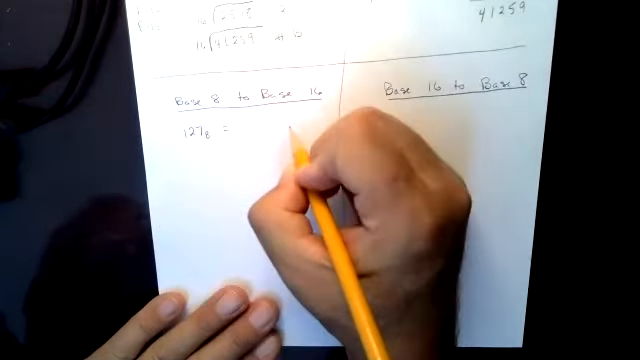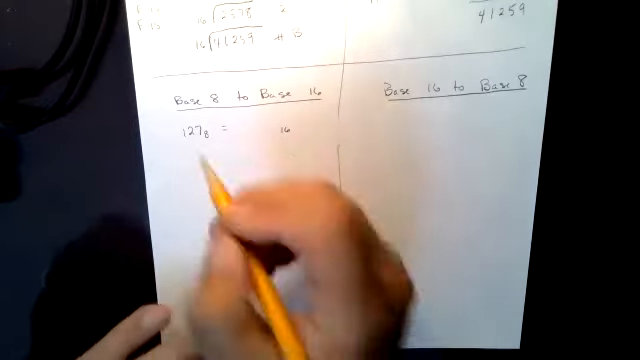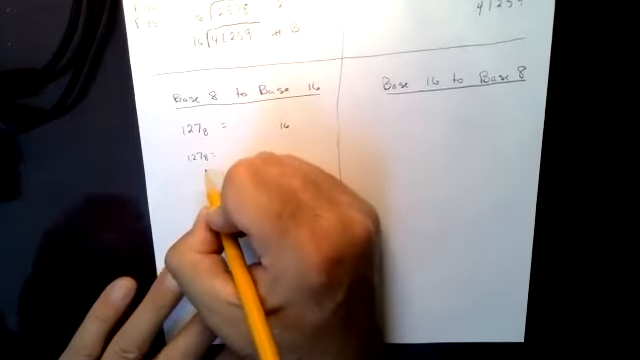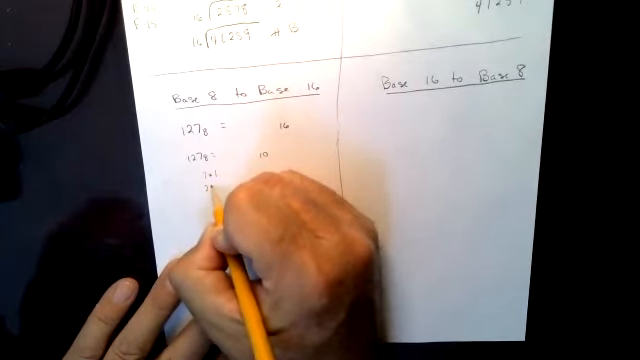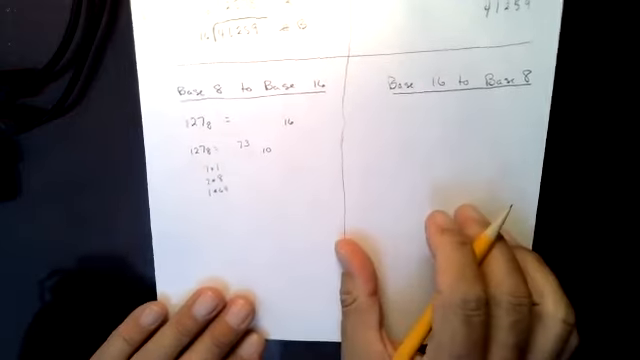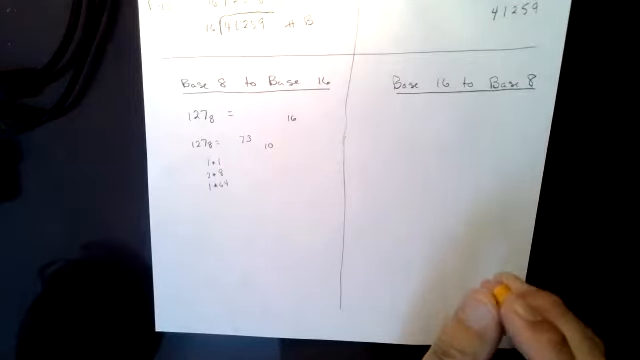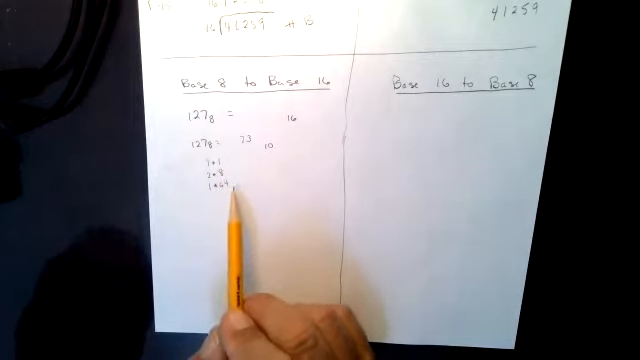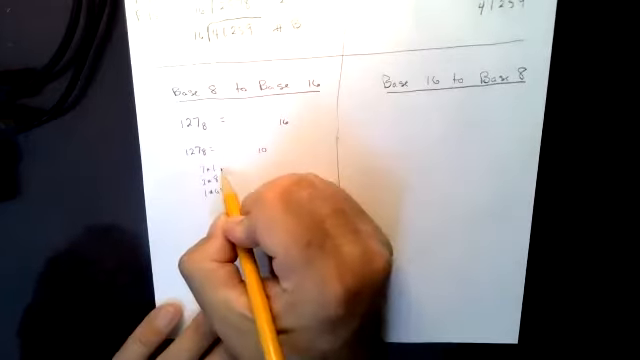Let's see if it'd work. Let's try something simple. 127 in base 8 equals what in base 16? So I want to go from 127 in base 8 to base 10. That was 7 times 1, 2 times 8, and 1 times 64. And that gave me 73. Did I do that right? 8 to the 0, 8 to the first, 8 to the second. 7, 16, wait, that's not 73. I messed that up on purpose because I got sloppy. 7 plus 16 plus 64 equals 87. Do we like that a little better?